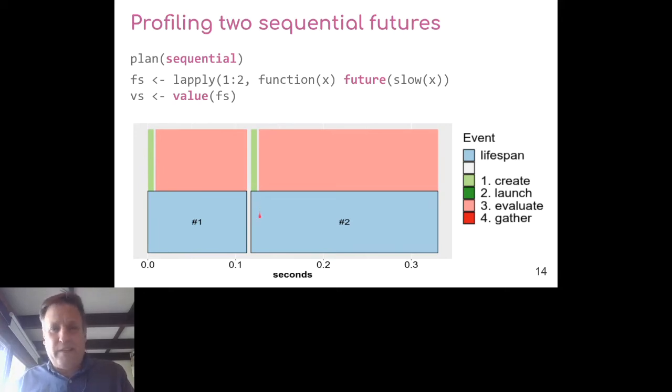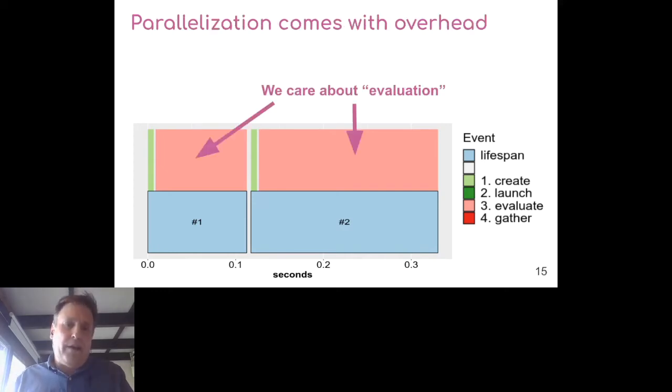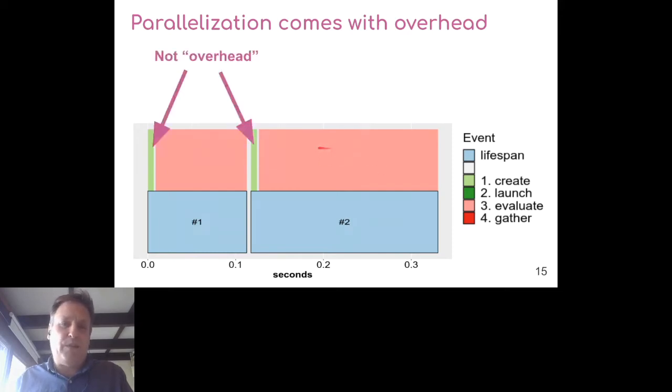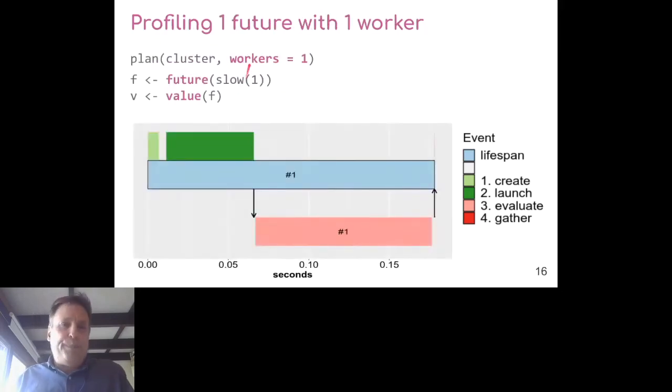And in this case, the slow function is slower for the second value, because it has to do other things. So what we care about is evaluation. That's really why we want to parallelize. We want to maximize this. We don't care about the overhead. We want to minimize the overhead.